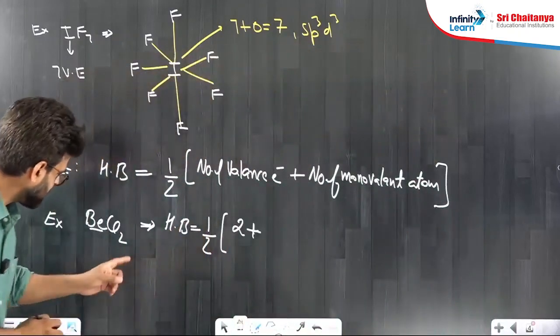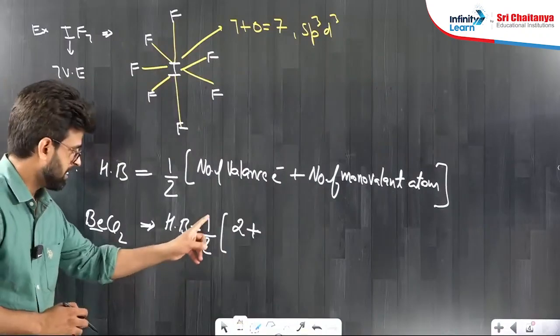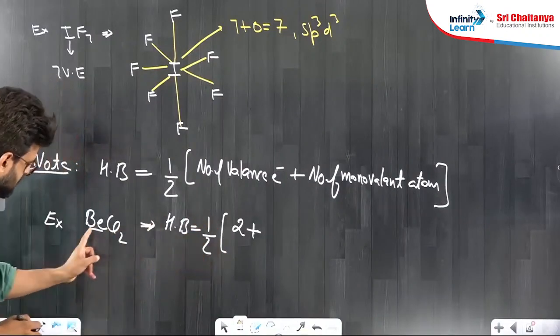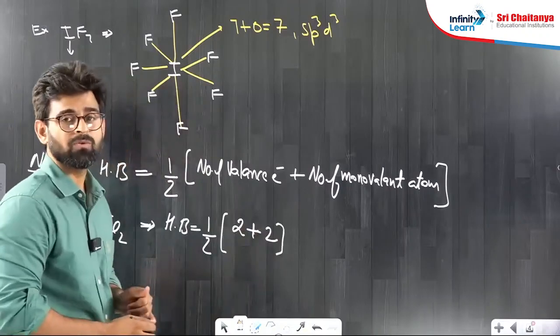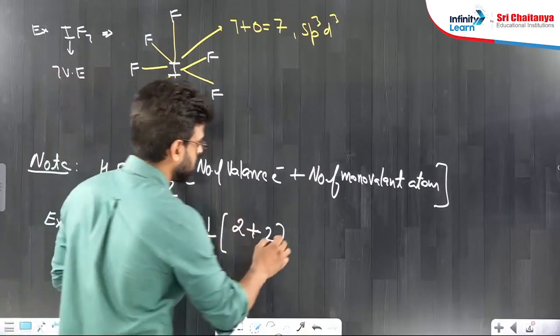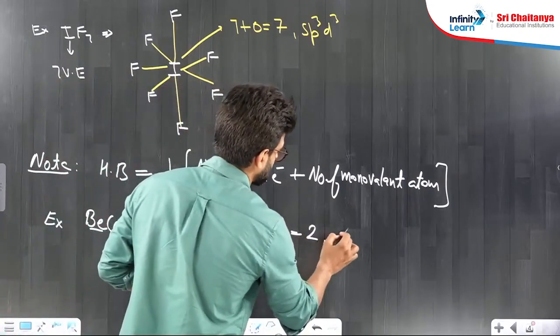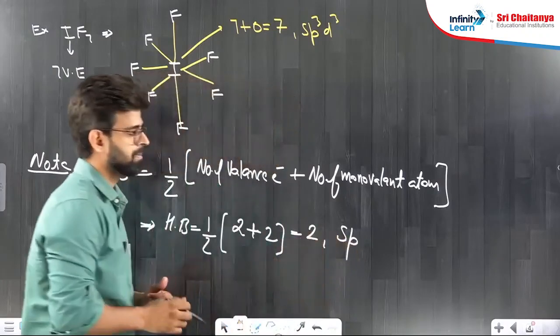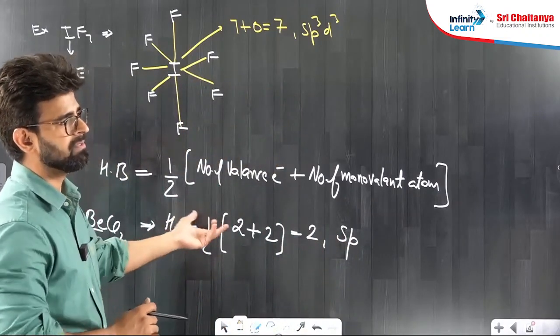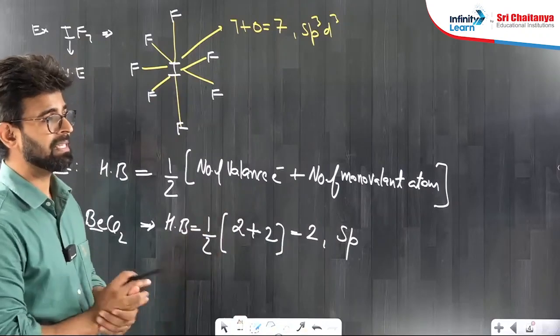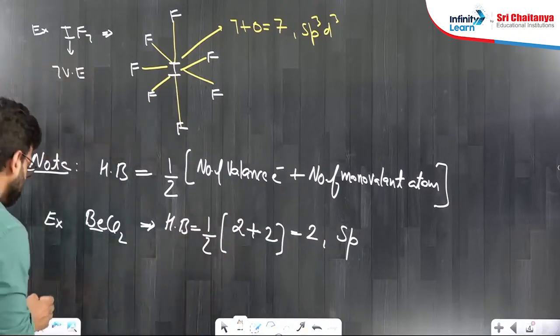Clear? So here the hybridization is half of 2 valence electrons plus 2, the number of chlorines, because chlorine is a monovalent atom. So 4 divided by 2, how much is coming? 2. 2 means what hybridization? sp hybridized. So without using the structure, we are finding hybridization in such cases.